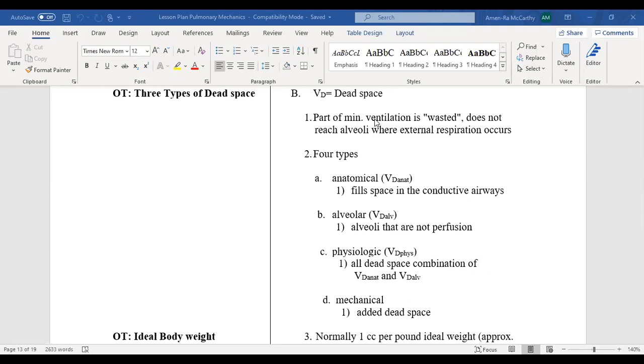That is called the parenchyma of the lung, right? That's where gas exchange takes place. I can't say that enough. So, 4 types of wasted ventilation, which is dead space. Number 1 is anatomical. Fills the space in the conductive airways.